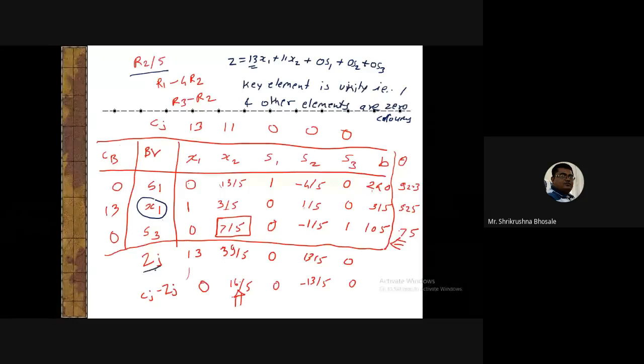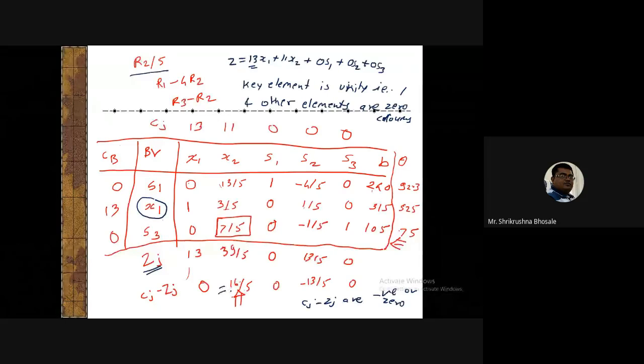How to calculate z values? Same: 0 into 0 plus 13 into 1 plus 0 into 0. So that gives me these z values. Then again I have calculated cj minus zj, and I have checked whether cj minus zj are negative or 0 for a maximization problem. Then at one stage, I found that cj minus zj is a positive value. So that value I have selected as the key column.